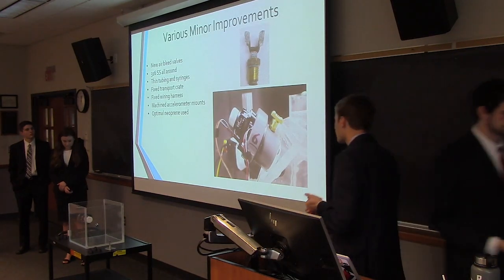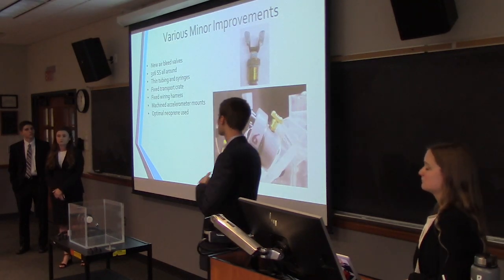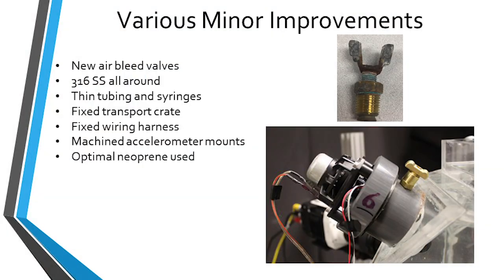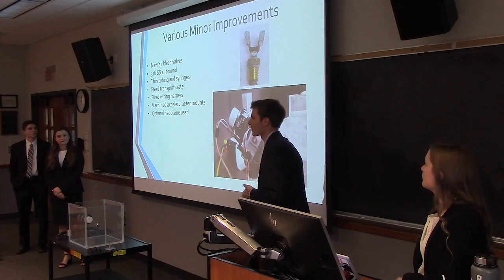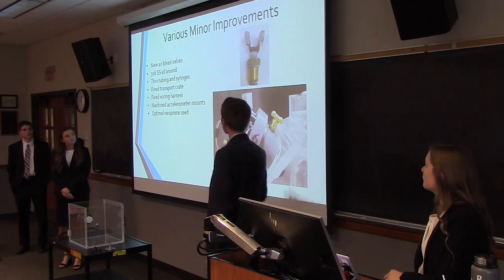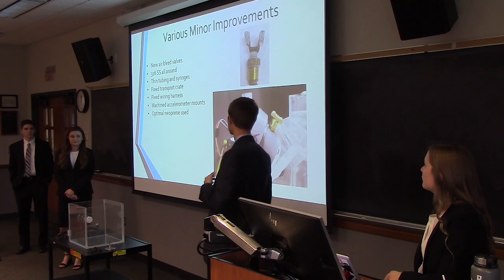So, wrapping up our fourth and final goal, we want to do various minor improvements to the tank to make it more user-friendly. Here's one example. The previous air bleed valves were rusted shut because they didn't use stainless steel. So we put these shiny new ones on. They won't rust as badly. We also use 316 stainless steel all around to prevent chemical interactions with our bellows.